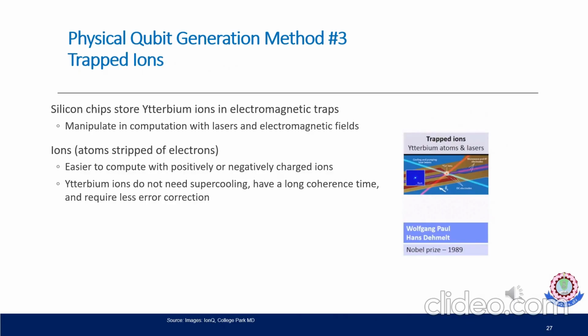The third method is trapped ions. Silicon chips store deuterium ions in electromagnetic traps, manipulated in computations with lasers and electromagnetic fields. It is easier to compute with positively or negatively charged ions. Ytterbium ions do not need supercooling, hold a long coherence time, and require less error correction. Trapped ions hold the atoms with lasers.